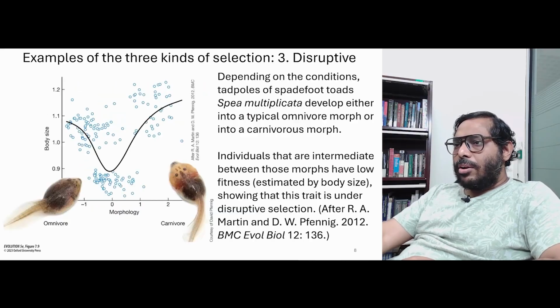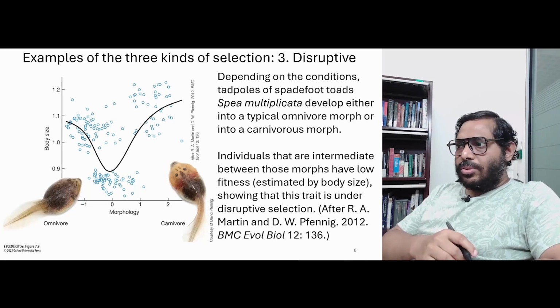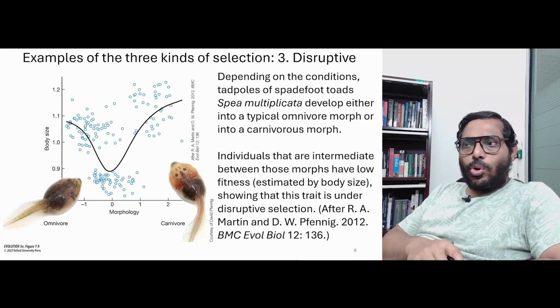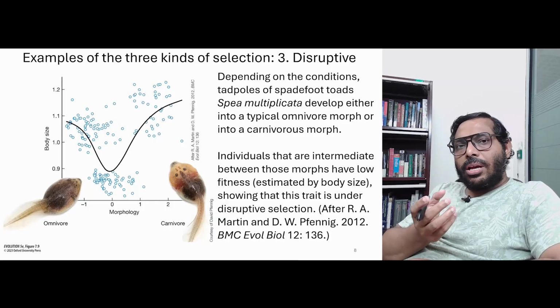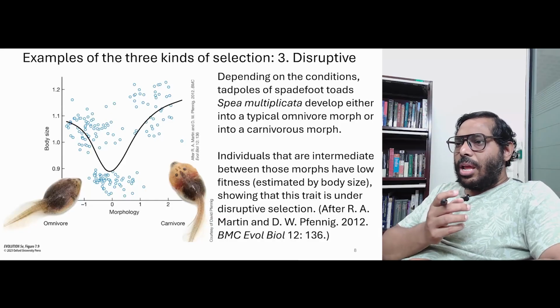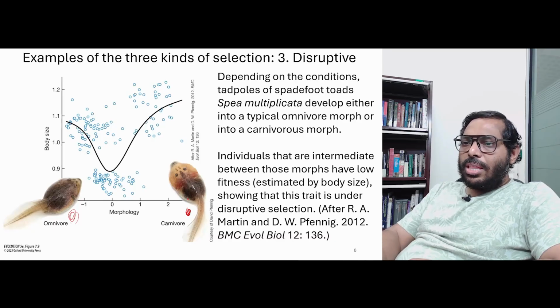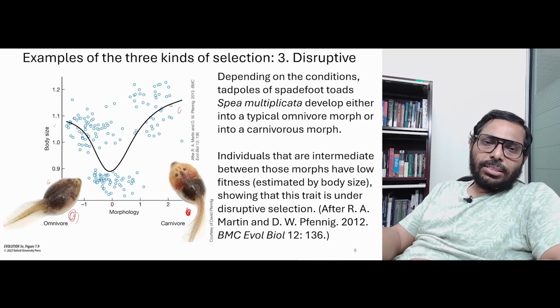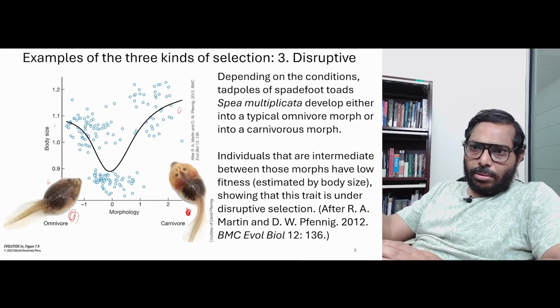The third kind of selection that we talked about is the so-called disruptive selection, and the example that I am giving you is from toads known as spadefoot toads, Spea multiplicata. Depending on the environment that they face, these toads will end up becoming either an omnivore like this or a carnivore like this. So, there are two different morphologies. Very interestingly, in either morphology the body size is relatively high, and in this particular case body size is a measure of fitness, because body size tells you the amount of resources that they have and is positively correlated with a bunch of other traits.